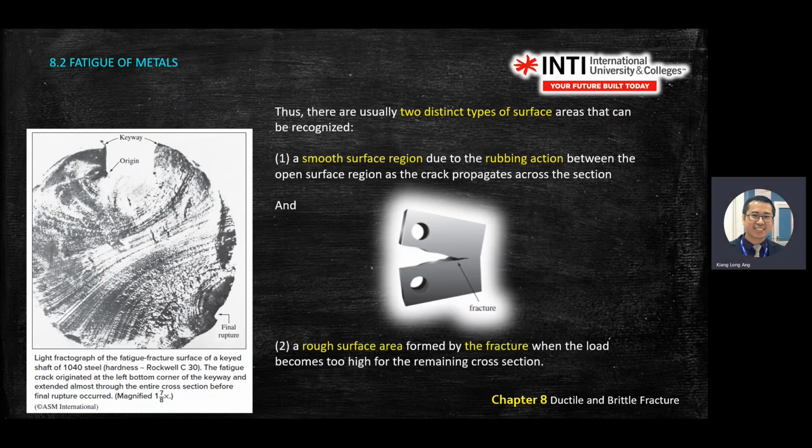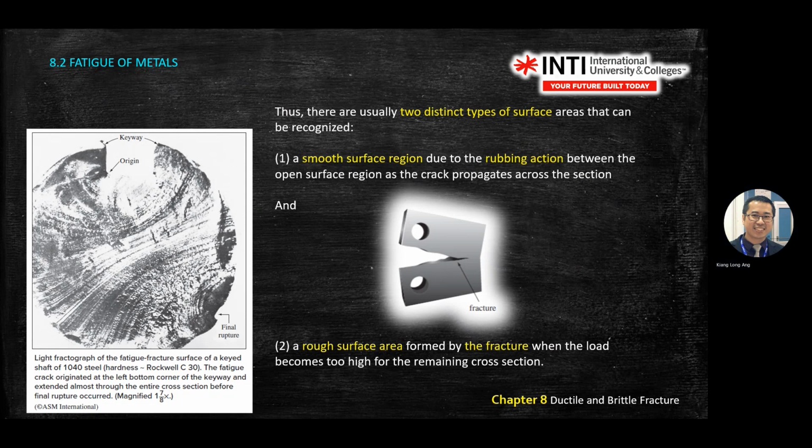So there are two distinct types of surface. First, a smooth surface region due to rubbing, and a rough surface formed by the fracture when the load becomes too high. One is smooth, one is rough. Smooth surface you normally see somewhere here. The smooth surface is due to rubbing between the open surface region as the crack propagates.